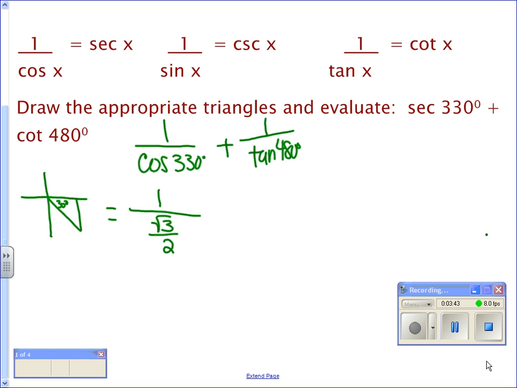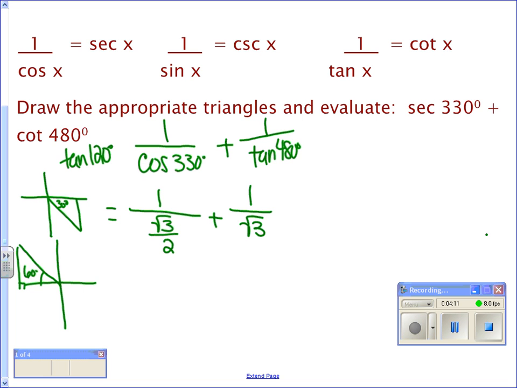And then tangent of 480 degrees. Well, what do we need to make that first? We make it tangent of 120. What quadrant would that be in? With what degree angle? What is the tangent of a 60-degree angle? The square root of 3. So plus 1 over square root of 3. You'll see where those two came from. So 1 over square root of 3 over 2 is what? 2 over square root of 3.